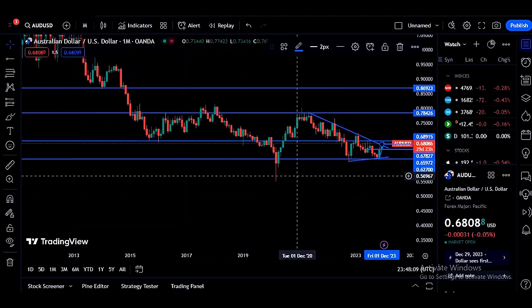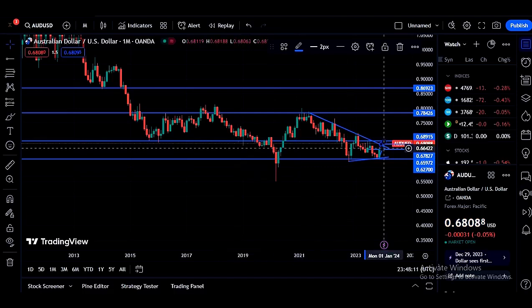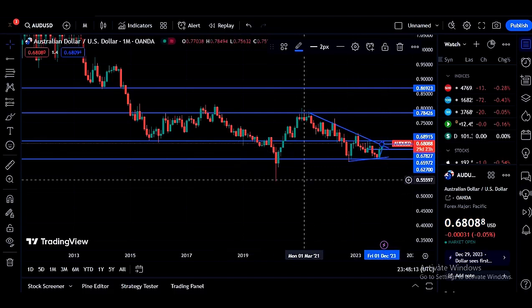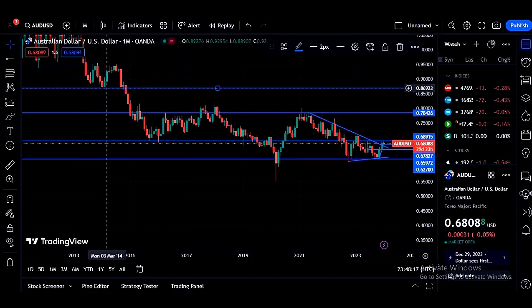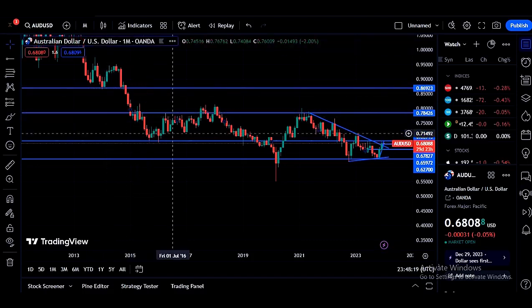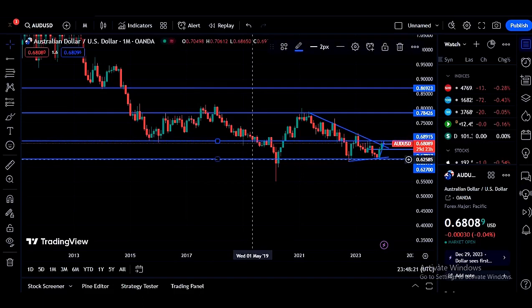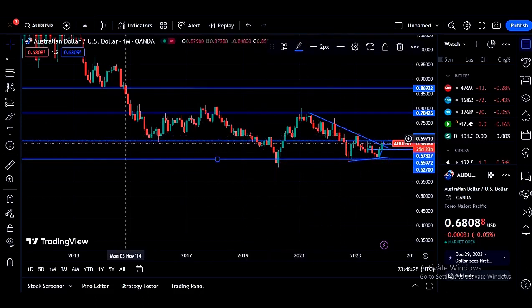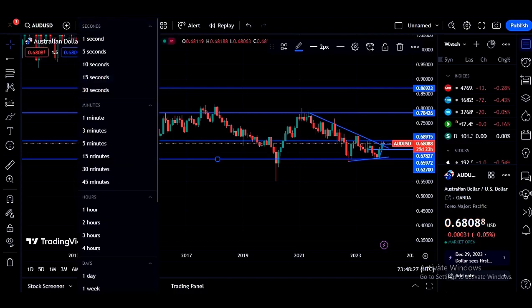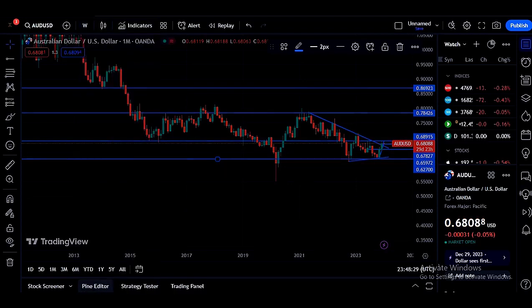All right, so this is my screen right now. You can see AUD/USD on my monthly chart. I plotted my key levels already. I have one key level here at this point, and also at this point. So that's it, my key levels on the monthly chart. Let's get to the weekly.